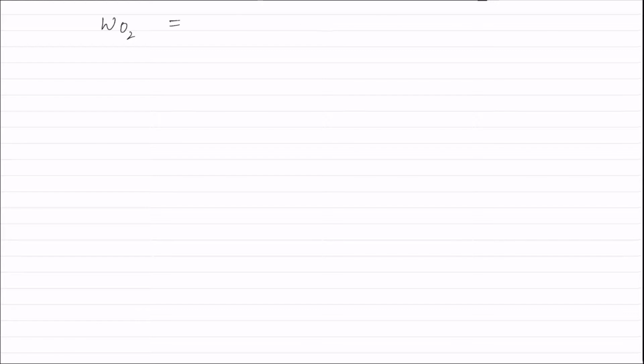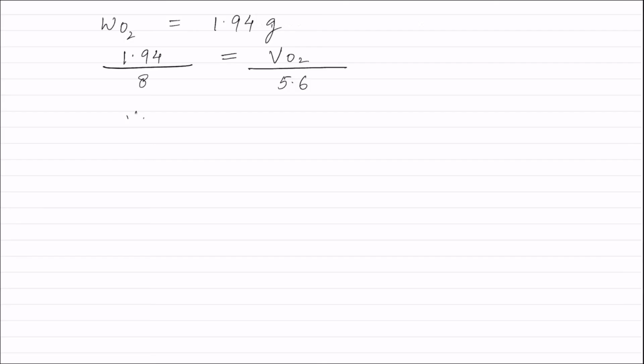1.94 gram. Now equivalents of oxygen will be equal to equivalent volume of oxygen. Equivalents of oxygen will be equal to weight of oxygen, that is 1.94 gram, divided by equivalent weight of oxygen, that is 8, and this is equal to equivalent volume of oxygen. Now what is equivalent volume of oxygen? The equivalent volume of oxygen is equal to volume of oxygen, let it be VO2, divided by equivalent volume of oxygen. The value for equivalent volume of oxygen is 5.6 liters. Solving this equation, the value for volume of oxygen is equal to 1.36 liters.